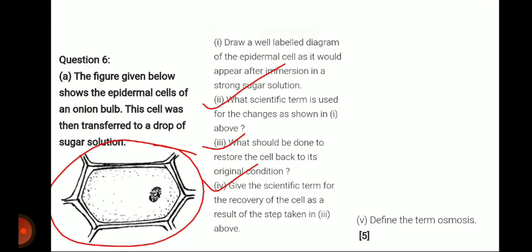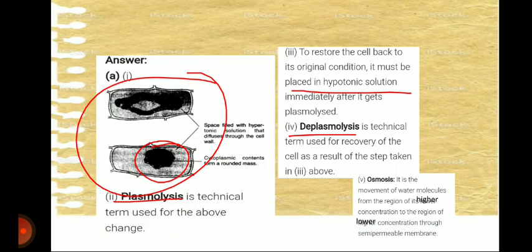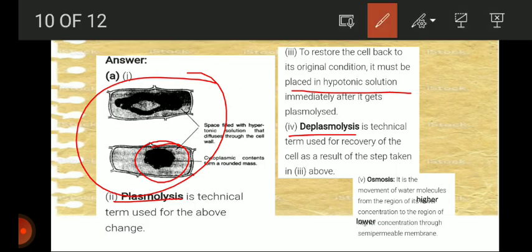Again, the same question. Define the term osmosis. I have already discussed, osmosis is the process where there is a movement of solvent molecules or water molecules from their region of higher concentration to their region of lower concentration, of course through a semi-permeable membrane. Clear?